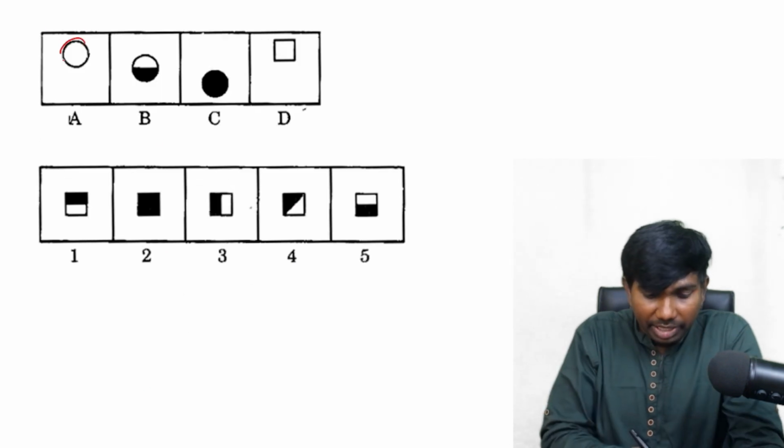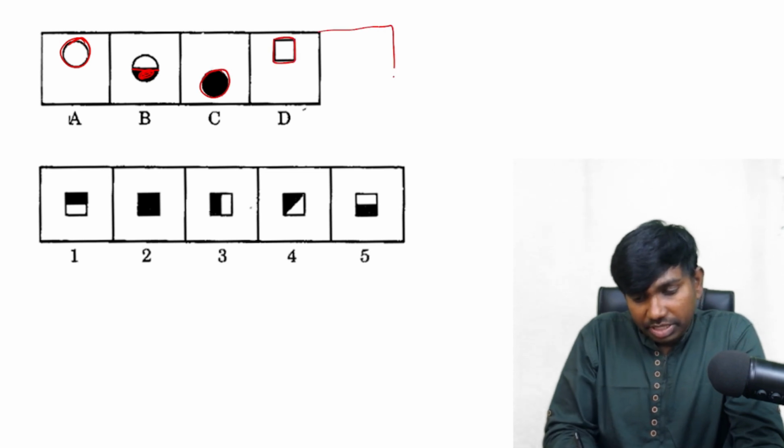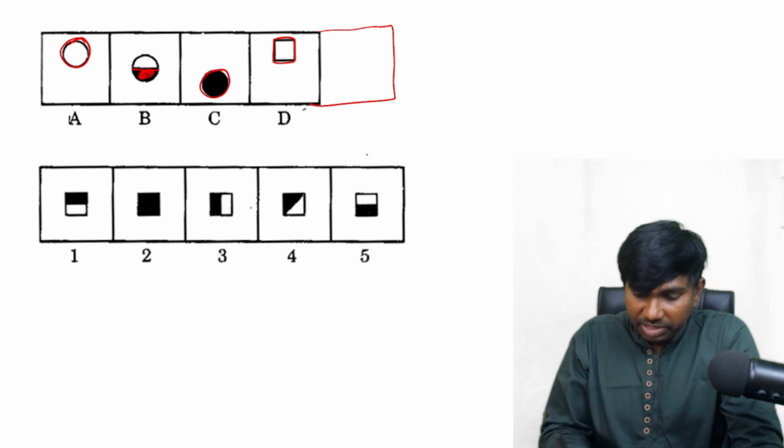Next one, a plain circle, an empty circle, then bottom half shaded and completely shaded. Again a plain square, and the next figure must have the bottom part shaded and the figure must be in the center.